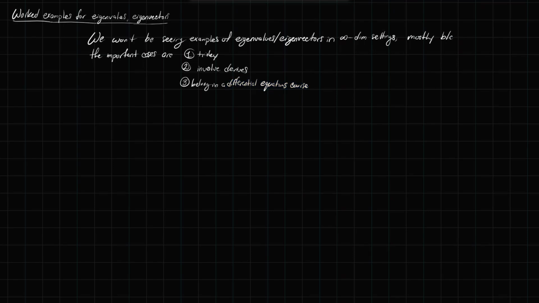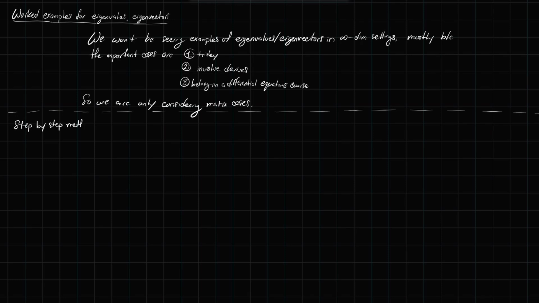And we will tackle a couple implicitly when we deal with our important differential equations in this course, but we won't be trying to do them explicitly on days like today. So we are really only handling the matrix cases. Matrix cases in finite dimensions, and let's recall our step-by-step method for finding eigenvalues and eigenvectors.